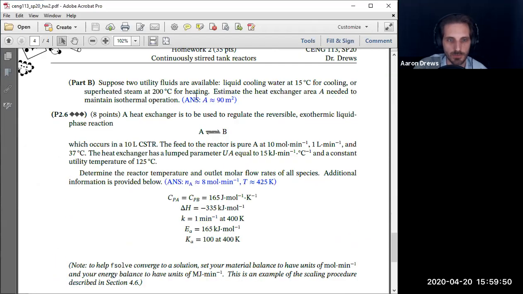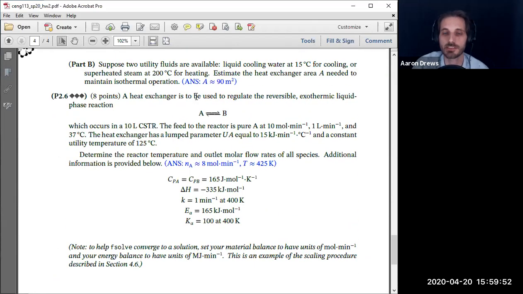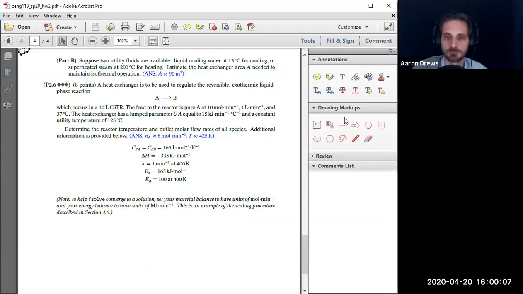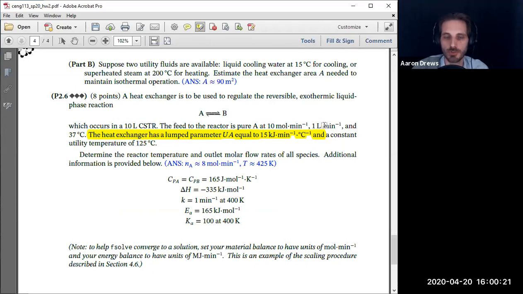Scroll down to 2.6. Oh, so 2.6, I would actually approach very similarly to the way that I just set up the adiabatic case. You'll just have fewer things to worry about, and then your Q term will actually exist. So the thing that's different about 2.6 compared to what I just did, it's actually similar to what John did. It has a heat exchanger, right? And it's got this lumped parameter. And so you'll have to account for that in your energy balance.